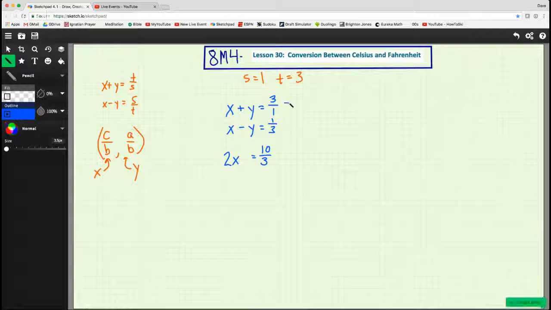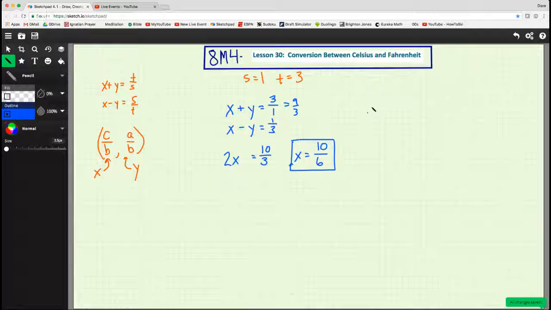3 is 9 thirds, right? So 9 thirds and 1/3 is 10 thirds. Now we're going to divide both sides by 2, and so we get x equals 10 over 6. Okay, so there's our x, 10 over 6.